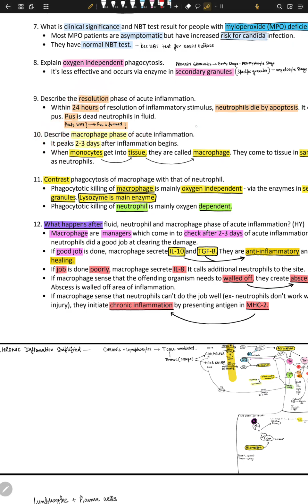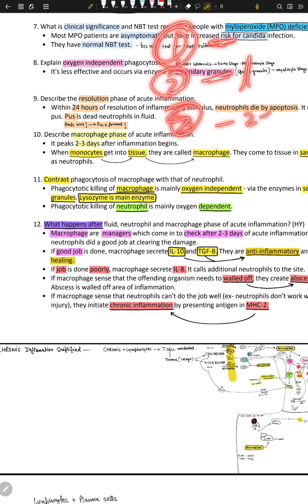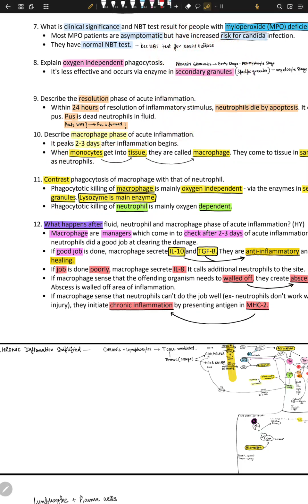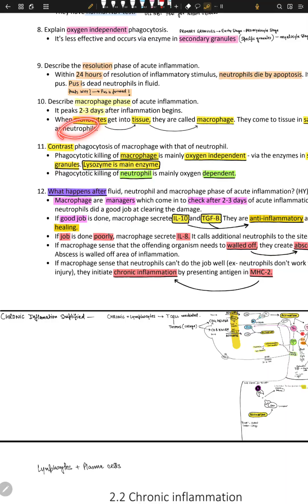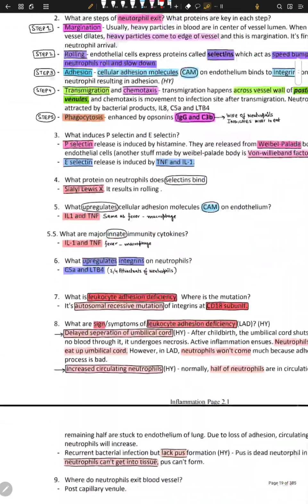Okay, describe the macrophage phase of acute inflammation. We know that the macrophage phase is the third phase, right? The first phase is the fluid phase, the second is the neutrophil phase, and the third is the macrophage phase. It peaks 2 to 3 days after inflammation begins, when the monocytes go into the tissue. Once they are in the tissue, we call them macrophages. These macrophages come into the tissue in the same steps as neutrophils, so the same 5 steps of inflammation happen.